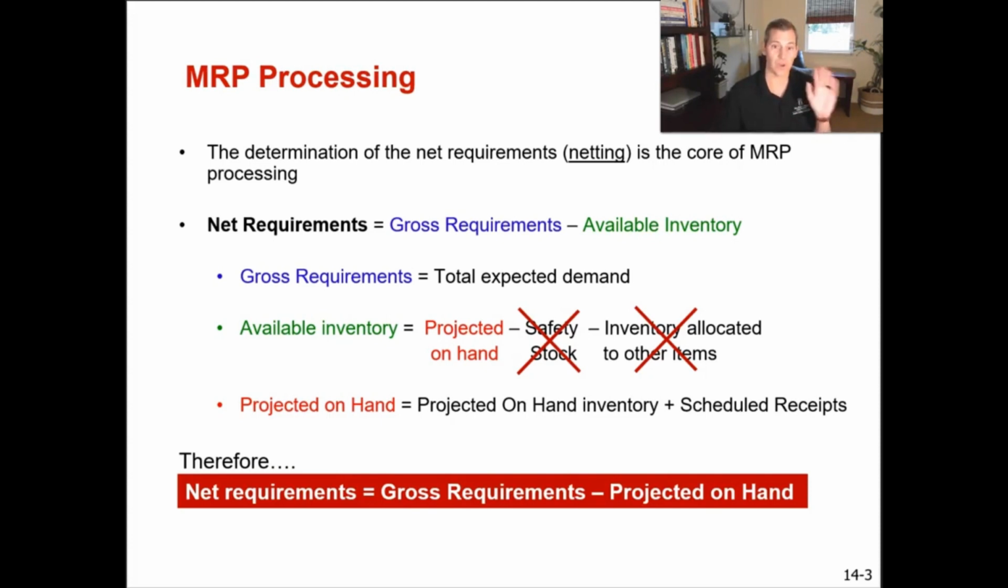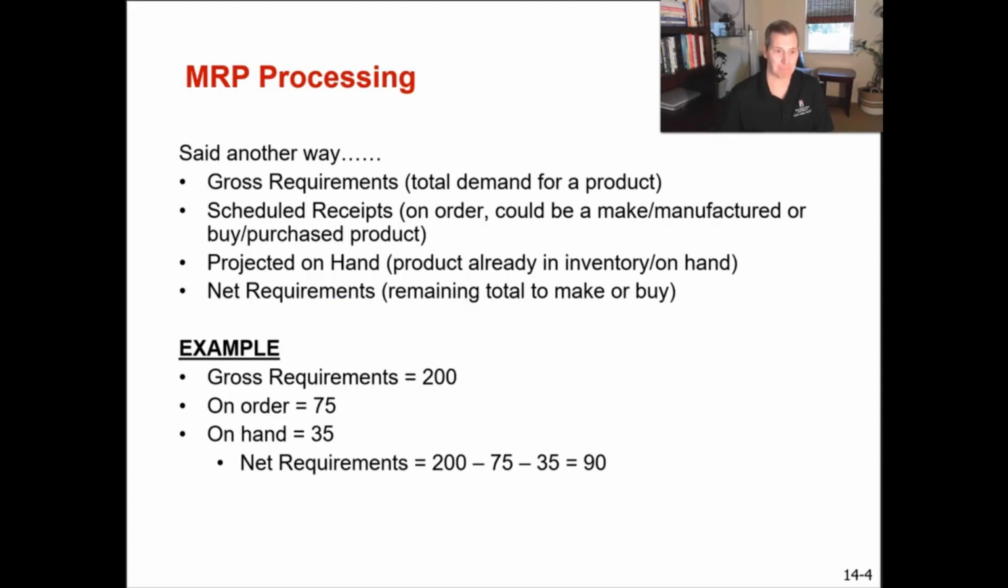Okay, once it goes from on order to received, then it gets into inventory. So what we want to keep in mind here is net requirements equals gross requirements minus projected on hand. Okay, let's go over this one more time. Gross requirements is your total demand for a product.